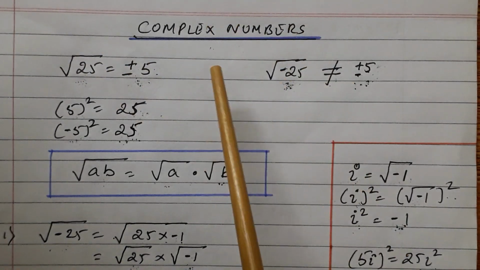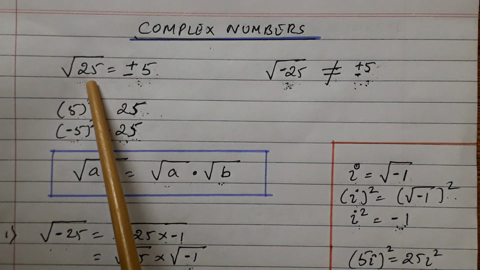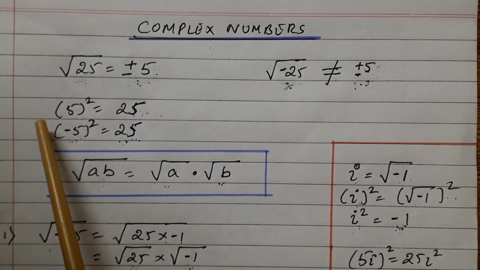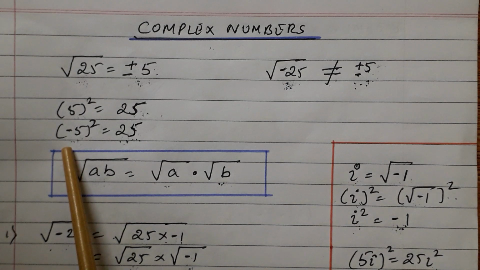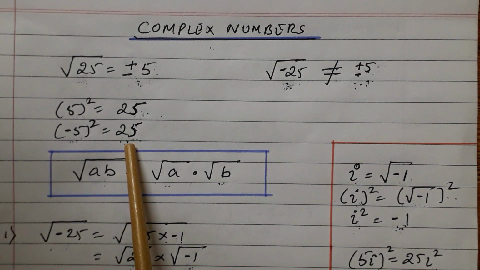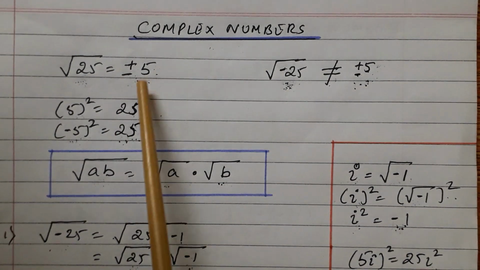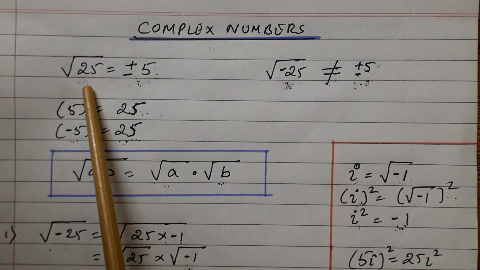Today let us learn what are complex numbers. Square root of 25 is plus 5 or minus 5. On squaring 5 we get 25 and on squaring minus 5 we also get 25. So this confirms that 5 and minus 5 are the square roots of 25.